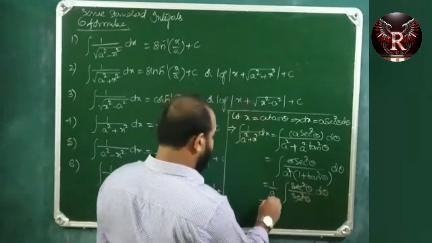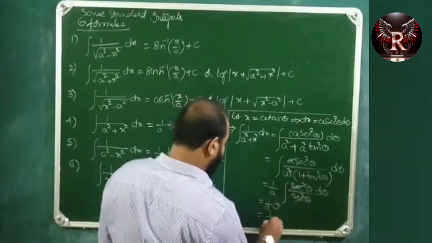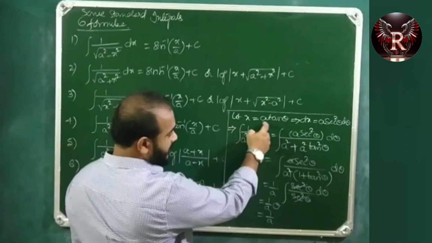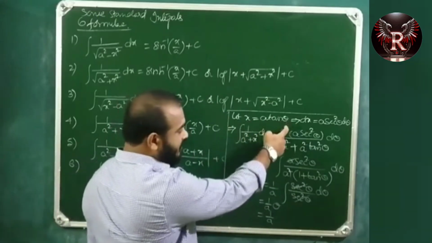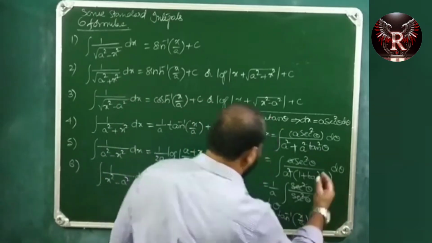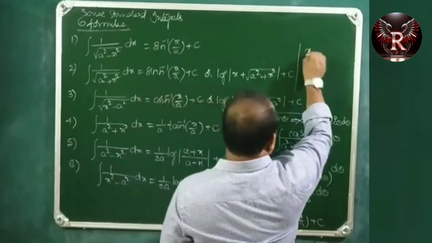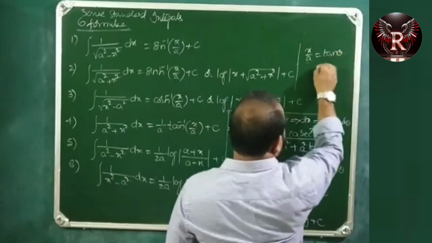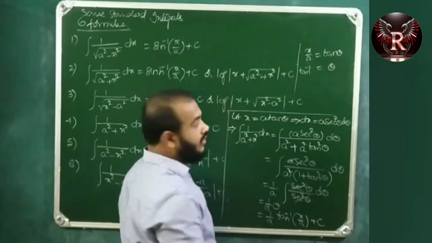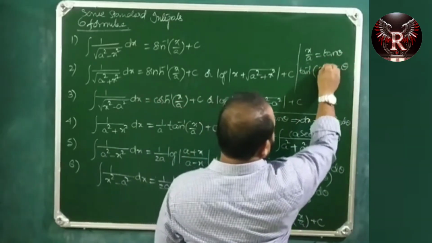These two get cancelled. Since a is a constant, I am separating it from the process of integration, so 1 by a, integral 1 d theta is theta. So this is 1 by a theta. Since x by a is equal to tan theta, theta is equal to tan inverse x by a. So tan inverse x by a plus c. If you do not understand, I will show here. x by a is equal to tan theta, so if you transpose according to the inverse trigonometric function, theta is equal to tan inverse x by a.